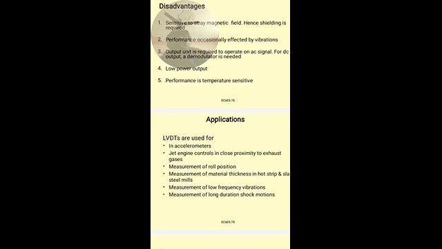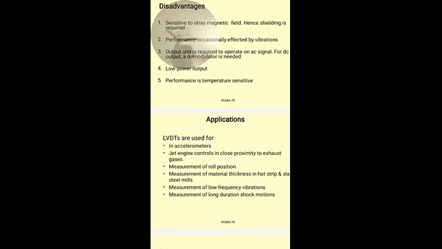Applications: LVDT is used to measure displacement ranging from fractions of a millimeter to a centimeter. Small changes and movements can also be determined using this LVDT. Acting as a secondary transducer, LVDT can be used as a device to measure force, weight and pressure.